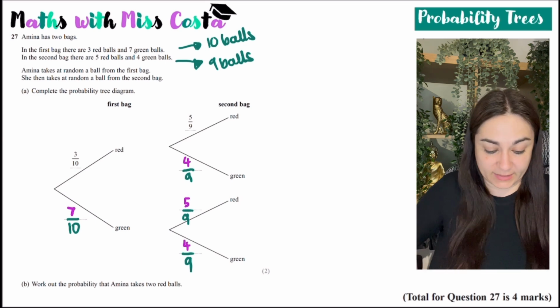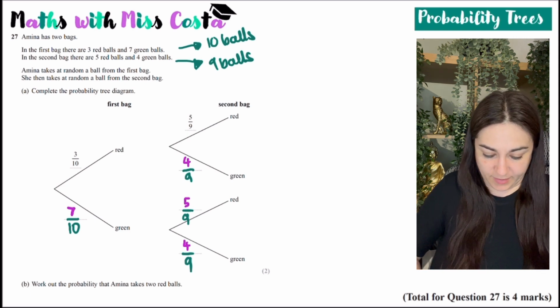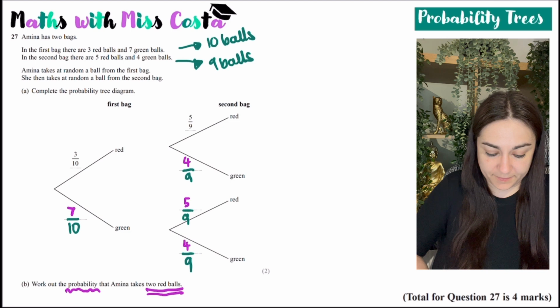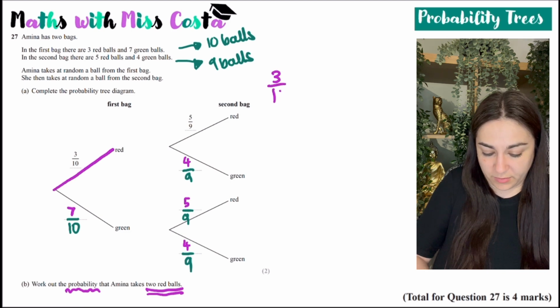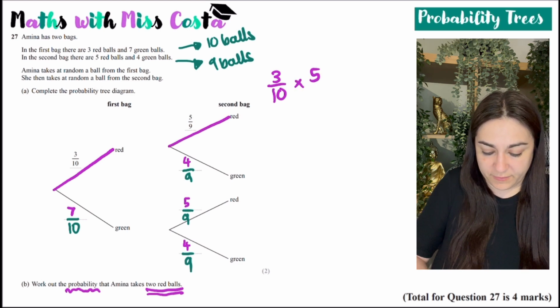I know that for the first one, they're all out of 10. And for the second, it's out of 9. And that's all I need to do for this probability tree to fill it out. I then need to work out the probability that Amina takes 2 red balls. So the probability she takes a red ball for the first one would be 3/10. And the probability she takes another red one would be 5/9.